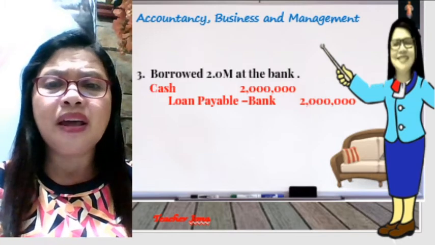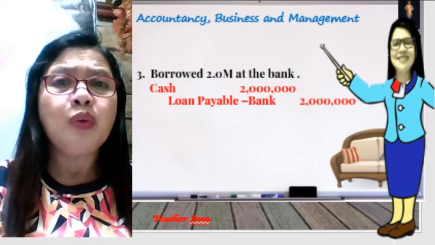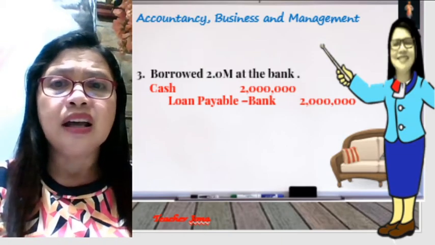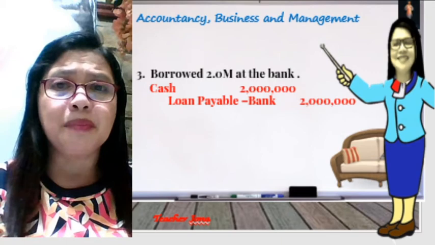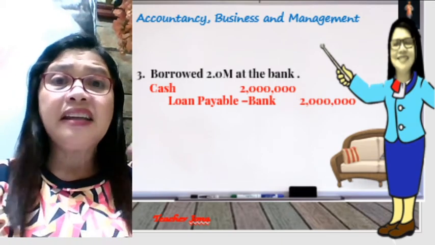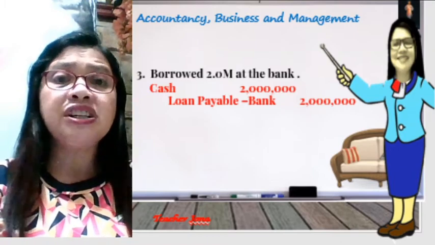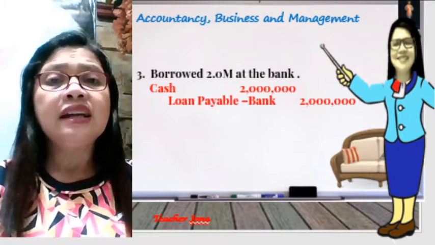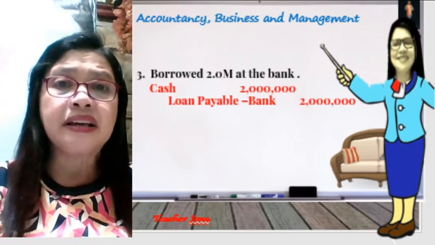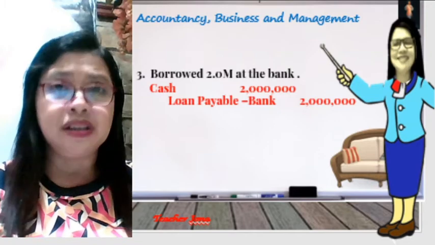So during these transactions, what are the accounts affected? Okay, when you borrowed money from the bank, what happens to your cash? It increased because you received a loan. You received the proceeds of the loan. Okay, so your cash account will increase by how much? By the loan amount of 2 million.